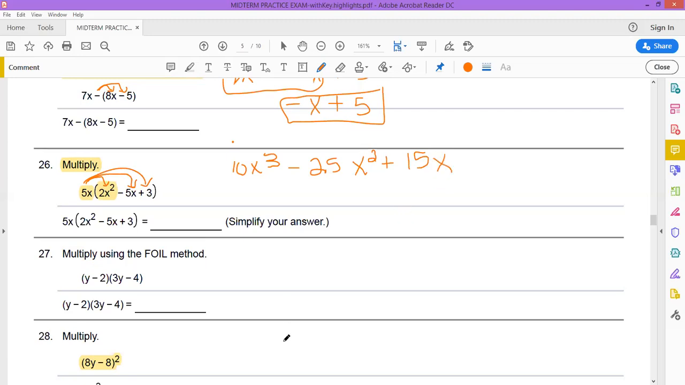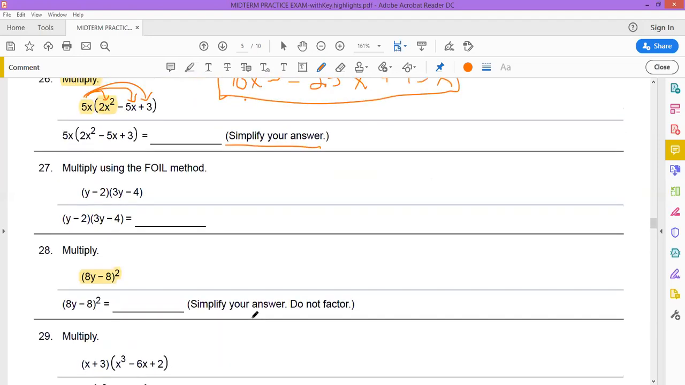Now, our directions say to simplify our answer. And we've already combined all of our like terms together. There aren't any other terms that can be combined because each of these have different powers. So we leave it as such. 10x cubed minus 25x squared plus 15x.